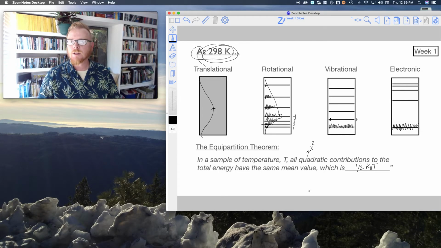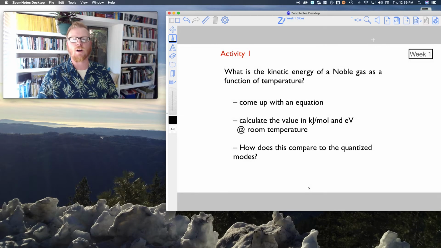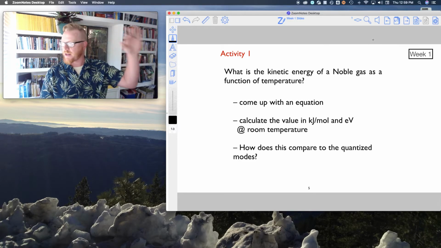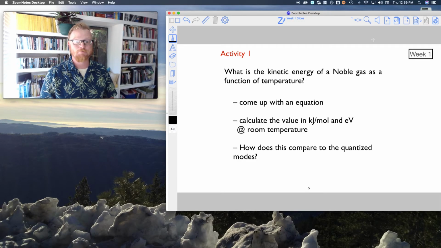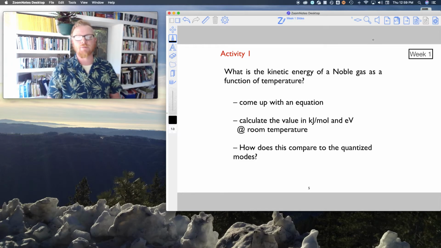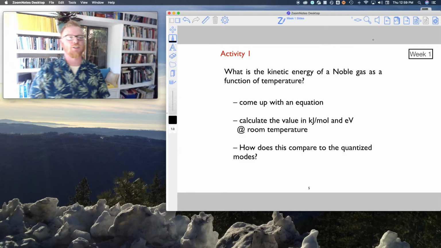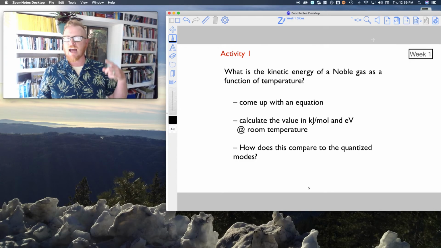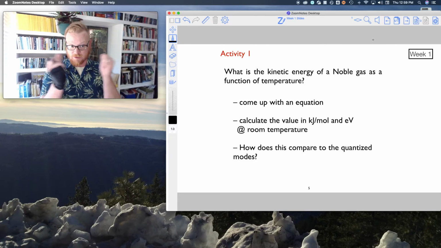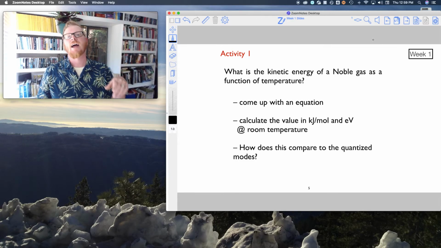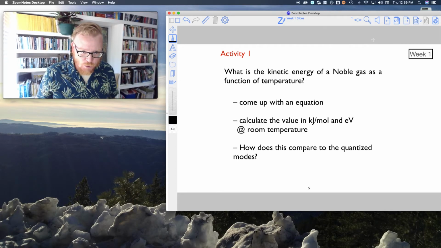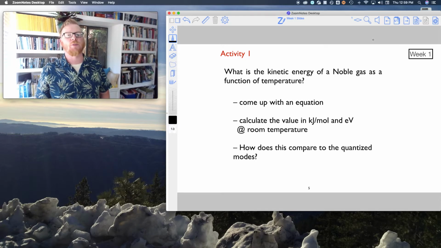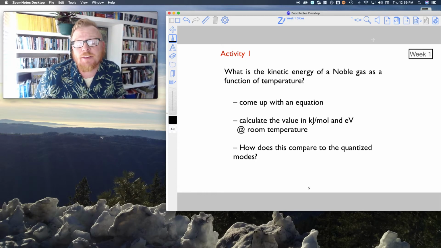Okay, so let's move on, and I'm going to give you another activity to work on. I want you to read through this, and I want you to really use your brain power from that equipartition theorem to see if you can come up with an equation for the kinetic energy of a noble gas as a function of temperature. And I say noble gas just because we're talking about a perfect atom. A perfect atom, it's not going to vibrate. It has no bonds to vibrate against. And when it rotates, as we'll learn later, it has no moment of inertia because it's just an atom. So we're not worried about its rotation. So the only thing we're worried about with this is really thinking about the translations.